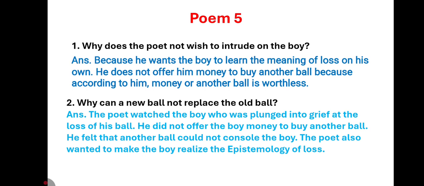Why can a new ball not replace the old ball? The poet watched the boy who was plunged into grief at the loss of his ball. He did not offer the boy money to buy another ball. He felt that another ball could not console the boy. मतलब दूसरा बॉल देंगे तो उसके लिए वो उतना मायने नहीं रखेगा जो पहला वाला. क्यों? क्योंकि इसके साथ उसकी फीलिंग्स, उसके इमोशंस सारे जुड़े हुए थे. Thus the poet also wanted to make the boy realize the epistemology of loss.